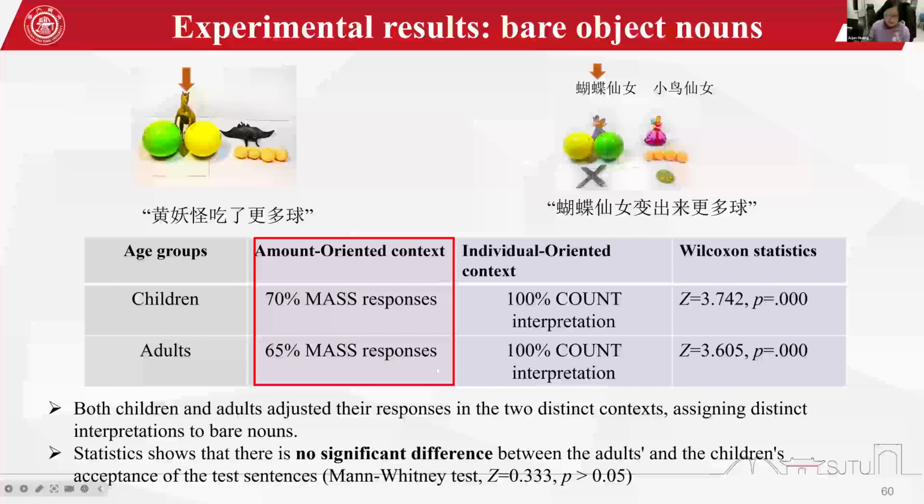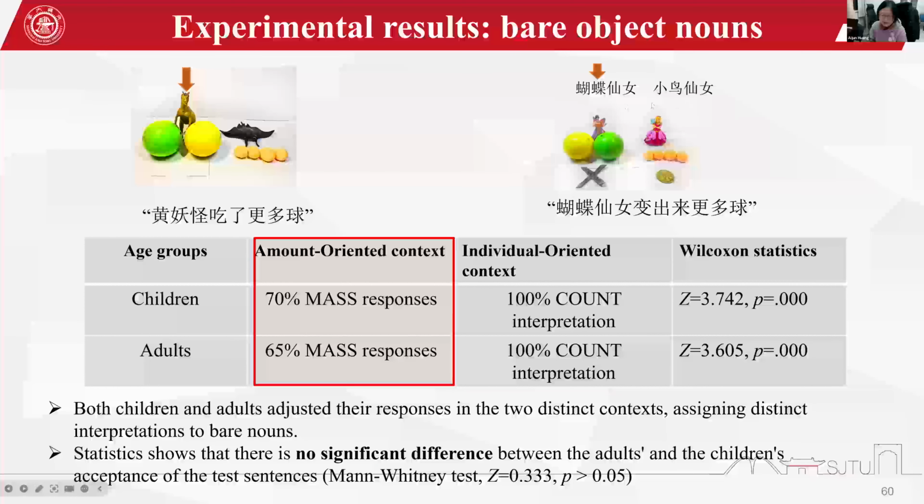As you can see in the table here, for both children and adults, in the amount-oriented context, this is the result for the bare object nouns. 环妖怪吃了更多球. So for this context, we successfully triggered over 65% of mass interpretation for both children and adults. So these two groups adjusted the interpretations. The same children and adults assign 100% count interpretation in the individual-oriented context.